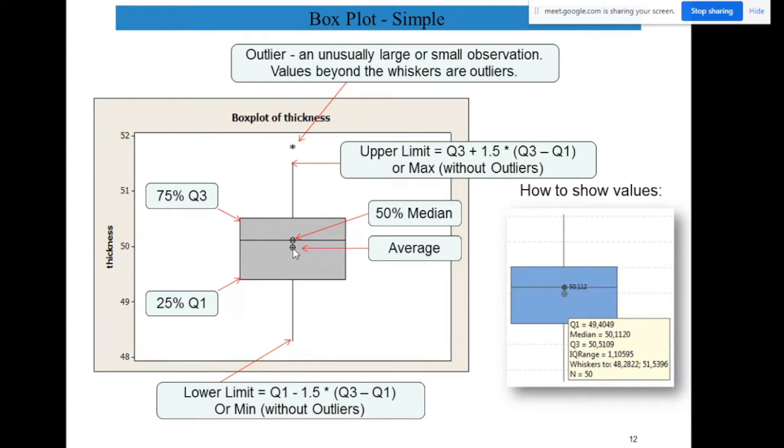This star mark represents the average. Here we can see the lower limit, which is Q1, the 25% line: Q1 minus 1.5 times IQR, where IQR is Q3 minus Q1. The upper limit is Q3 plus 1.5 times IQR. Any point going beyond these lines is called an outlier. In this way, we have to read the box plot.